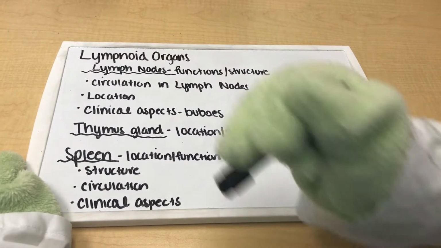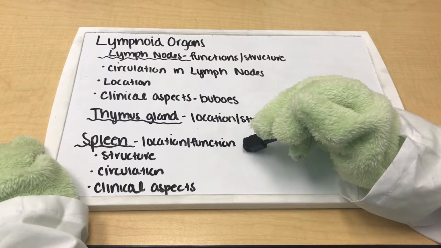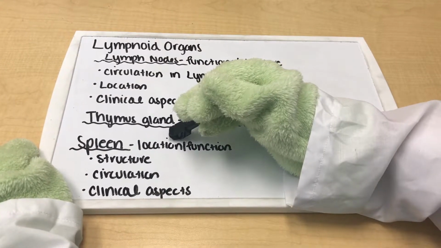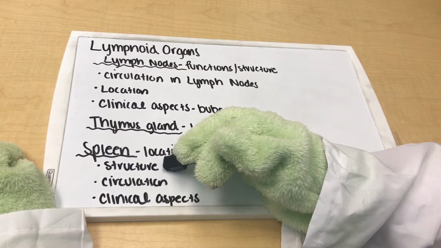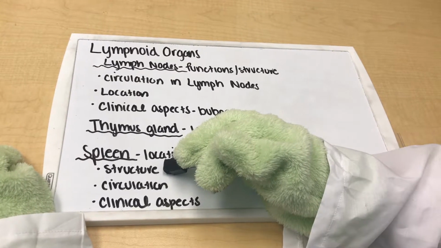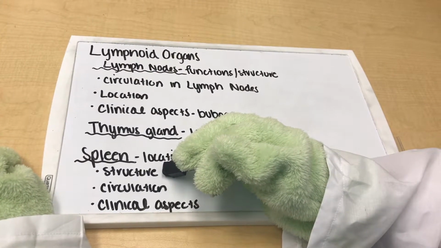The third and final lymphoid organ is the spleen. It is also the largest of the 3 lymphoid organs. Its location is on the left side, under the diaphragm. The structure of the spleen includes a capsule, hilus, white pulp, and red pulp.